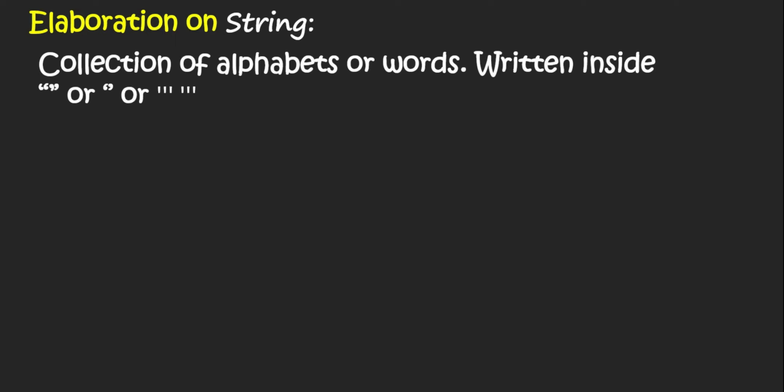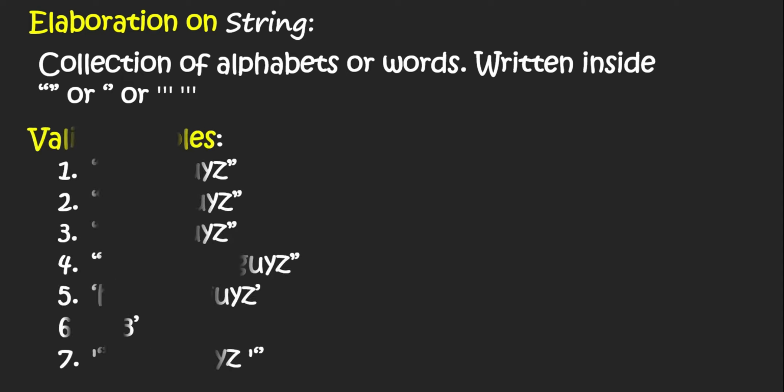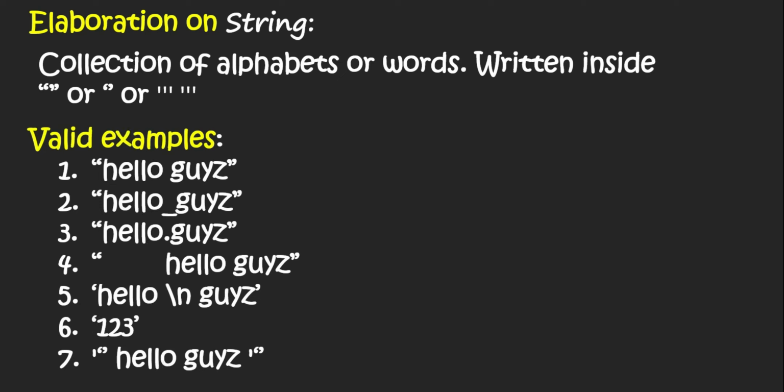All right, the next data type is string. A string is a collection of alphabets or words or characters written inside double inverted commas, single inverted commas, or triple inverted commas. These are some valid examples of strings. The first one is hello guys. There is a space in between, but that is also okay. That is a valid example. Also underscore is allowed in it.